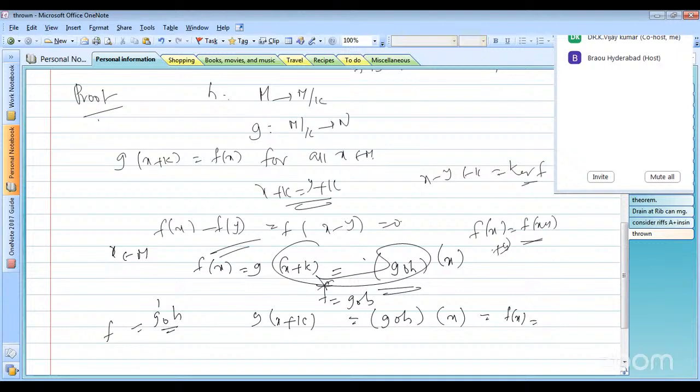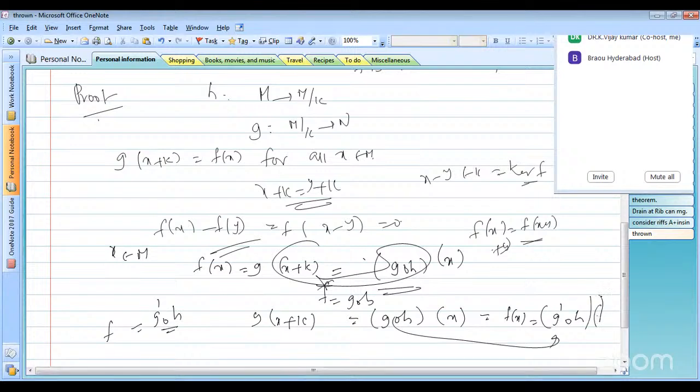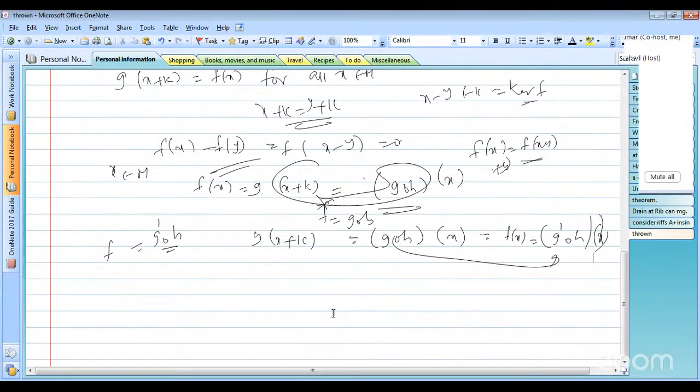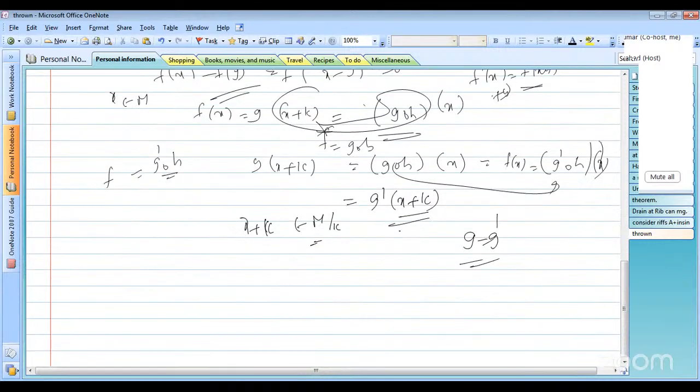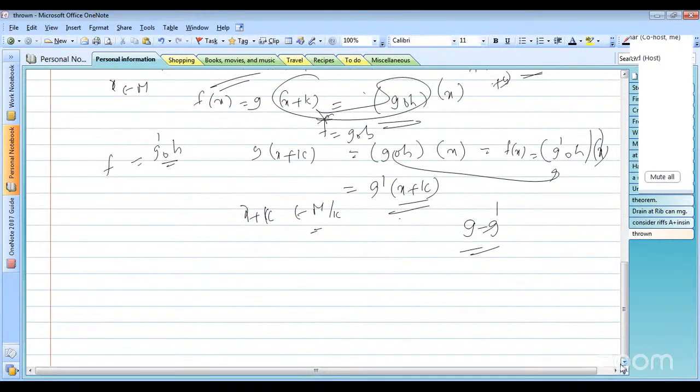Taking any other R-homomorphism g dash such that g dash circle h of x equals g dash of x + K, where x + K belongs to M/K. So therefore g is equal to g dash. Thus g is unique such that f is equal to g circle h.